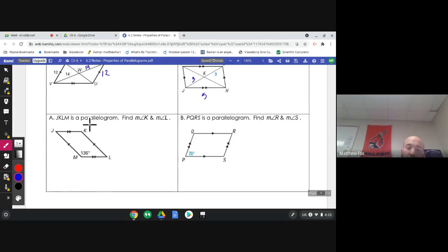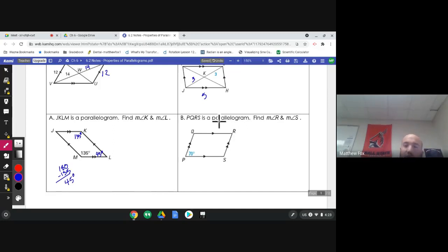Now here we're going to use our knowledge of angles. If JKLM is a parallelogram, then we need to find angle K and angle L. Angle K opposite will be the same, so that's 135. Angle L is just going to be 45 degrees. If you're not sure how I got that, 180 minus that 135 leaves us with 45.